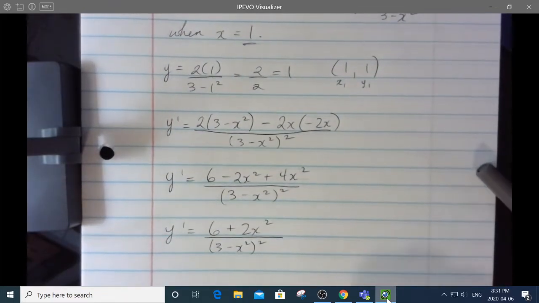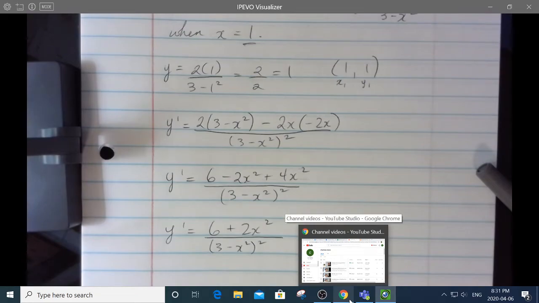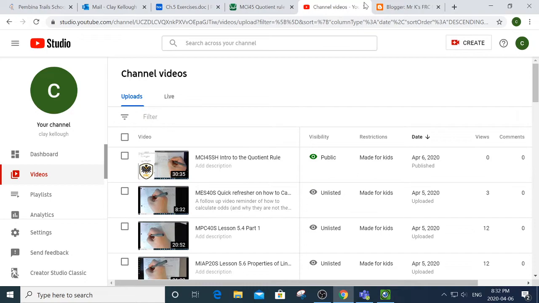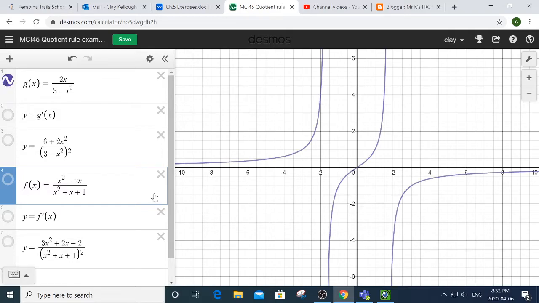And as I've been telling you from the start of this, I don't mind when you're doing your homework if you take a little Desmos trip and double check to see if you have your answer right before you even look in the back. Go to my Desmos where I've already pre-planned this. So there's my original curve. Isn't it lovely? And there's what Desmos says the derivative is.